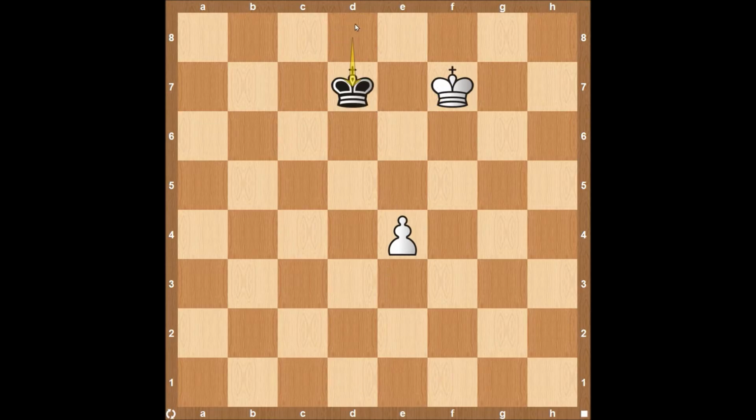So they play king d7. They can't come to any of these e squares on e8, 7, or 6. And so we can start to push up our pawn here. And then eventually we're going to promote our pawn, and they're not going to be able to stop it. So pawn to e8 and promote to a queen.